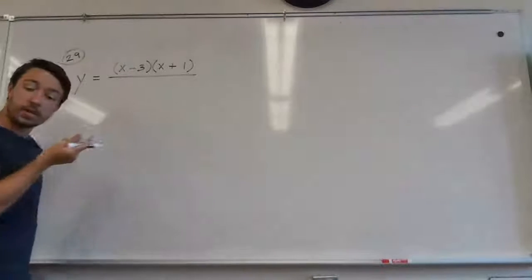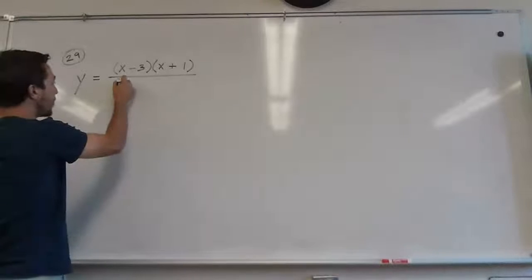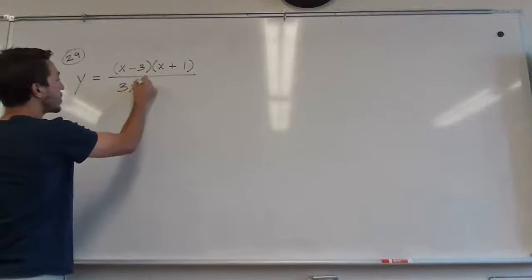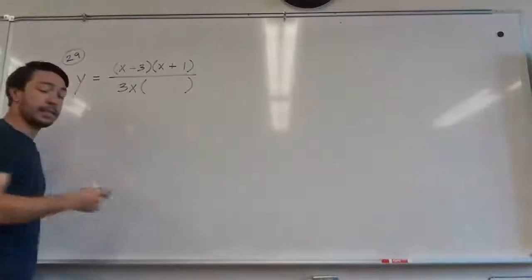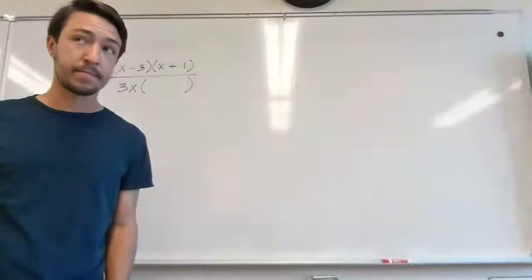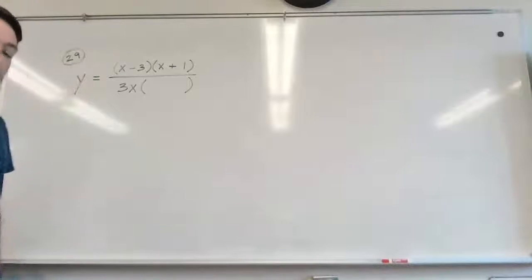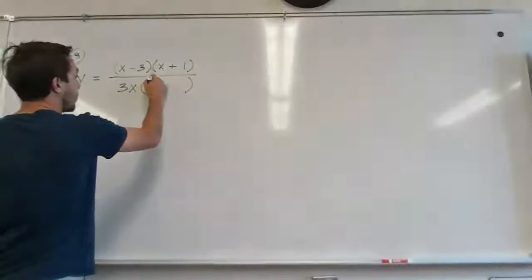In the bottom, they both have x's, so we factor out a 3x. Sorry, I didn't say that thoroughly. They both have an x, and they both have a 3. The 6 has a 3, that's a factor. So we have x plus 2 left over.